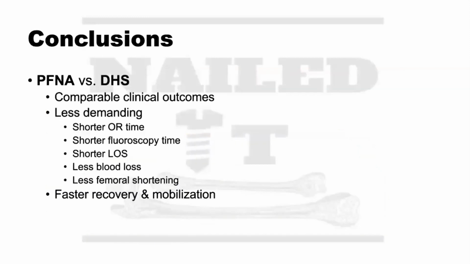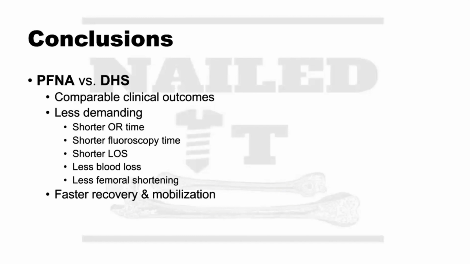So overall, the main takeaways from this study are that short cephalomedullary nails are better for treating unstable trochanteric fractures in comparison to DHS. And as we saw from the results, that's due to shorter operative and fluoroscopic time, shorter length of stay, less blood loss, and less femoral shortening, thus leading to faster recovery and mobilization. But this is in contrast to a longer cephalomedullary nail that may have different results due to increased operative exposure.